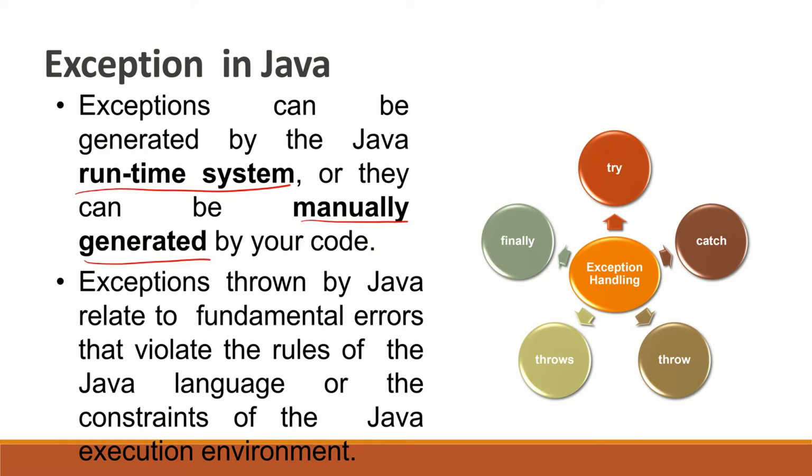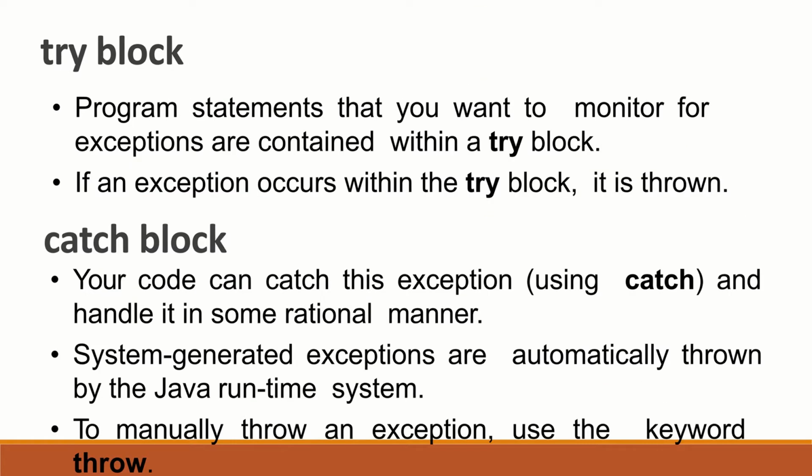Java exceptions can be generated by the runtime system or manually by a piece of code. These exceptions can be handled in Java by using 5 keywords. We call them try, catch, throw, throws, and finally. By using these 5 keywords, we can handle the exceptions in Java. Let us discuss try and catch in this session.